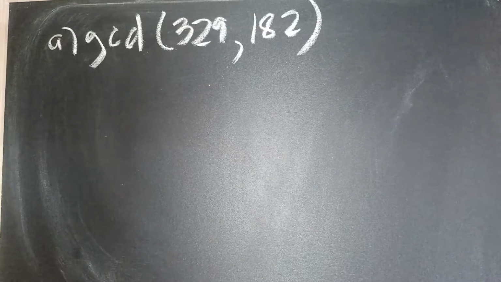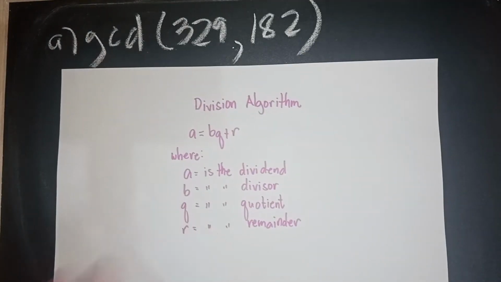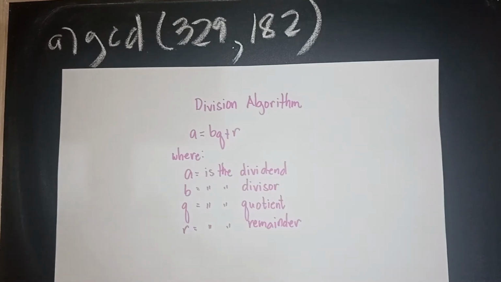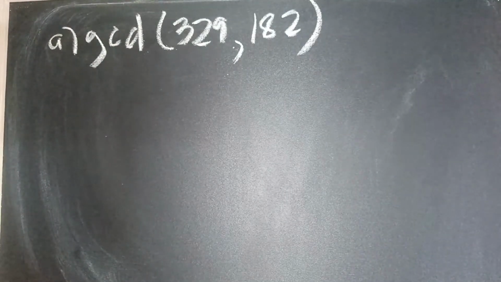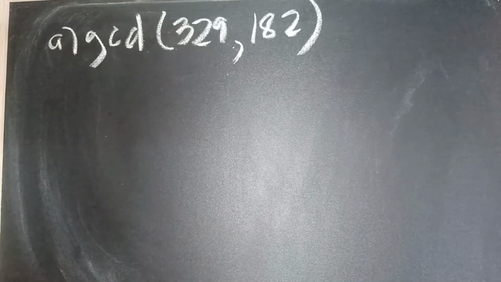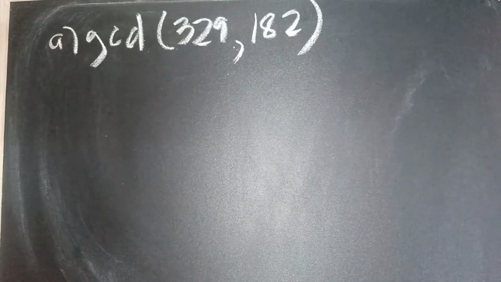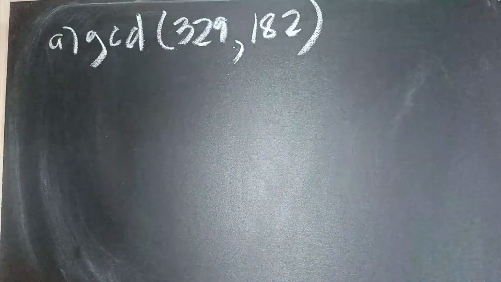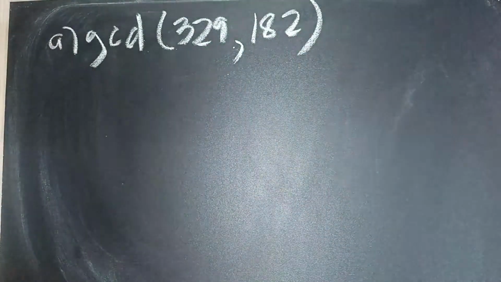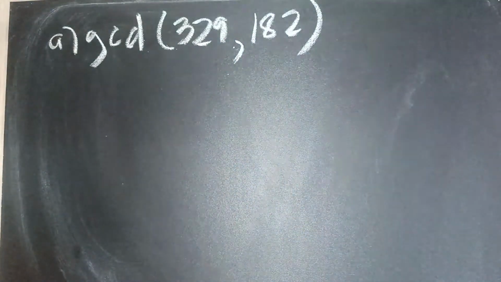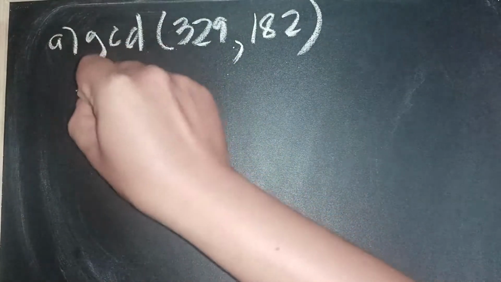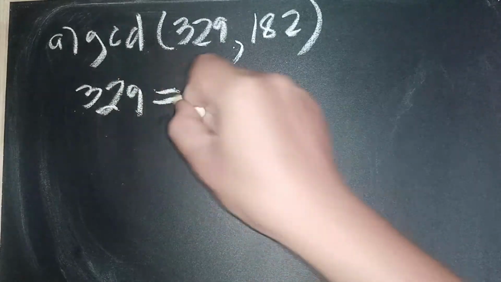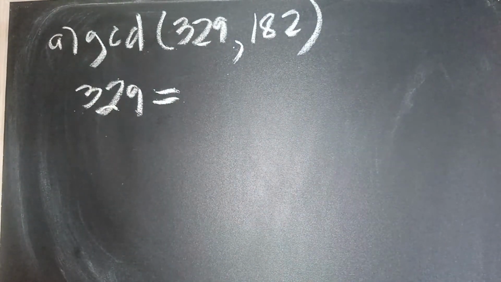Okay, so sabi ko na kanina mga boss, in order to solve the GCD of these numbers using Euclidean algorithm, we have also to use the division algorithm repeatedly, and this is the form of the division algorithm. We have A is equal to BQ plus R, where A is the dividend, B is the divisor, Q is the quotient, and R is the remainder. Now, paano natin ma-determine mga boss yung dividend? Okay, so yung dividend mga boss is the greatest number between the two numbers. So between 329 and 182, so 329 yung mas malaking number. So lagay natin dito yung 329. Then yung natirang number, that is our divisor. That is 182.